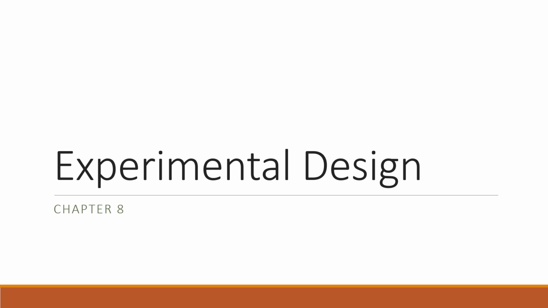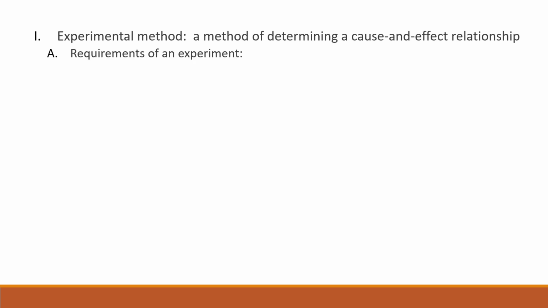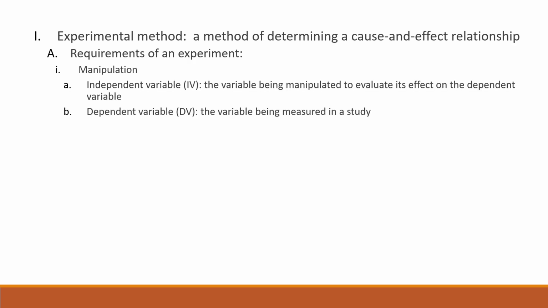Chapter 8, Experimental Design. As a reminder, an experimental method is a method of determining a cause and effect relationship. There are a few key requirements for an experiment. First is manipulation. We are adding or removing something to see if that causes changes in a variable.